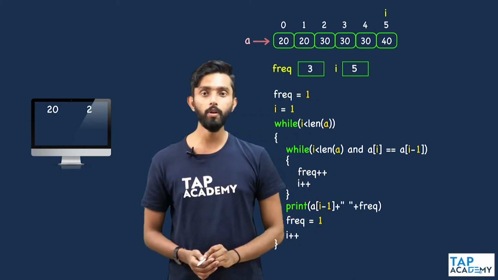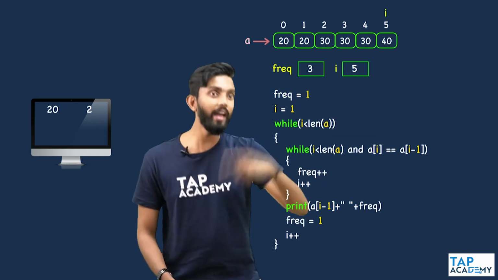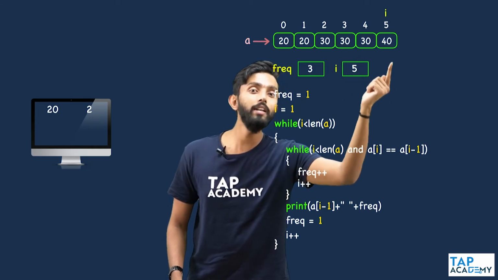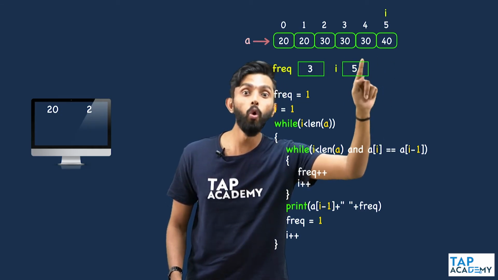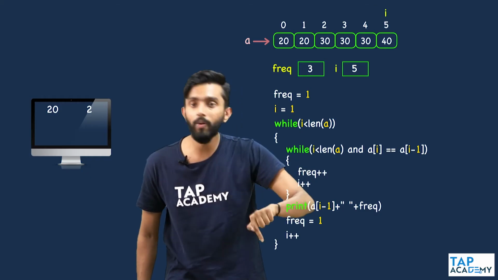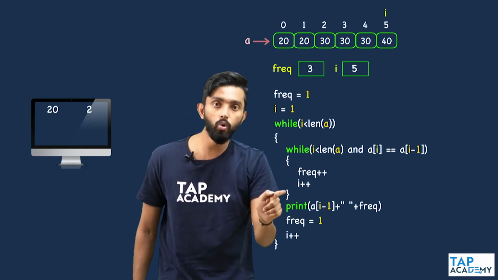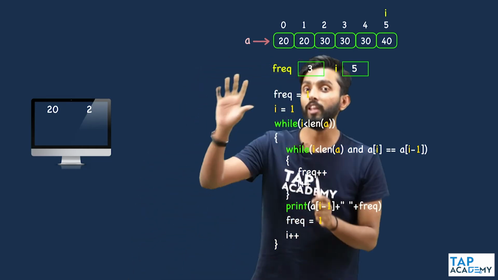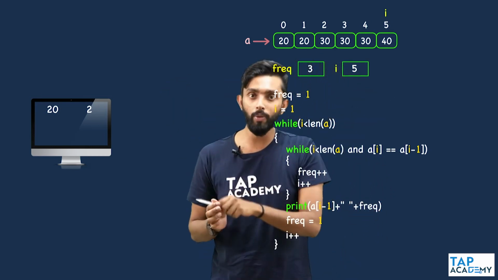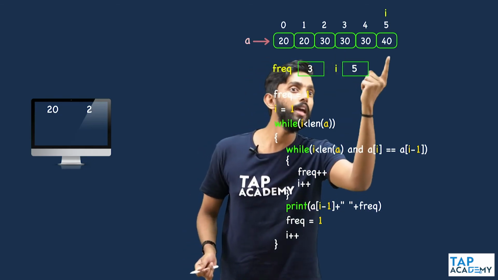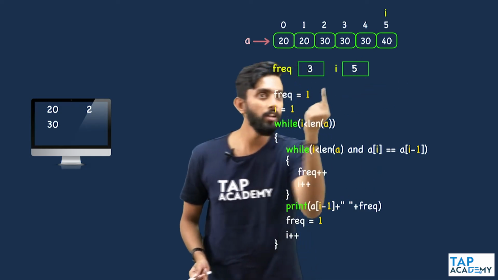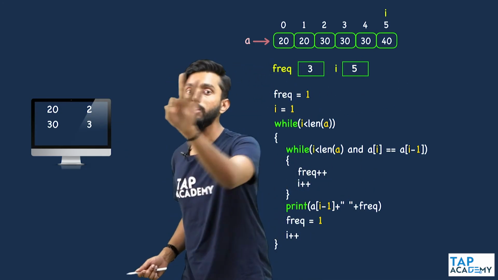How are people to understand? Great sir, next what happens? Again check, is I inside the boundary? Yes. Is the ith element equal to A of I minus 1? No. No means a new element has come. If a new element has come, why should I increment frequency? I will come outside the while loop. If I come outside this while loop, it means I have found the frequency of 30. So I should print 30 and its frequency. How to get 30? Very simple. A of I minus 1 will give you 30. So print A of I minus 1, space, frequency. So 30 has occurred 3 times.